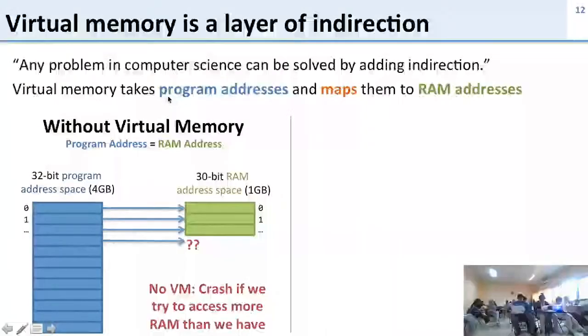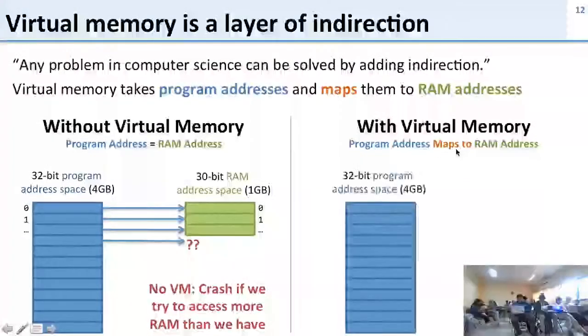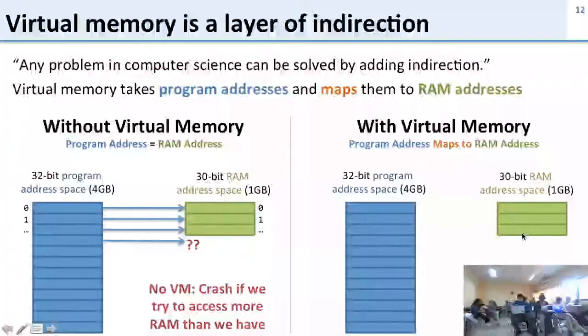So in virtual memory, we're going to take the program addresses and map them to a RAM address. So instead of going one-to-one like this, we're going to have a slightly different mapping. So here's virtual memory, and it's going to do this mapping. So we have our 32-bit program address space. We still only have 1 gigabyte of memory installed in our computer, but now we're going to have this map in the middle. And this map is going to provide exactly this indirection that I was talking about before.